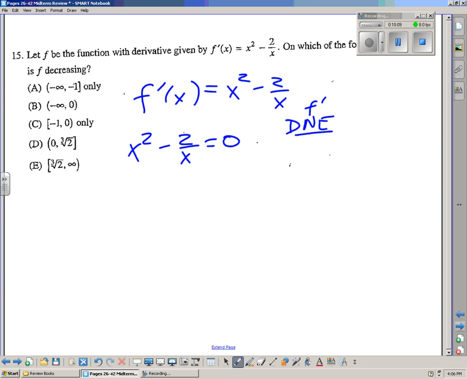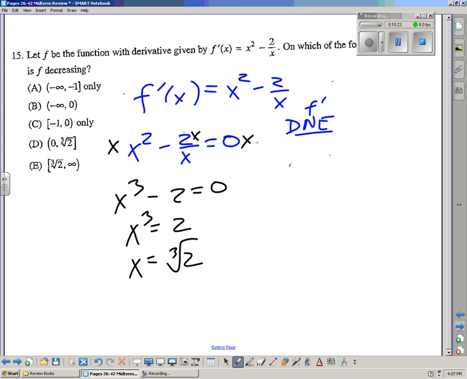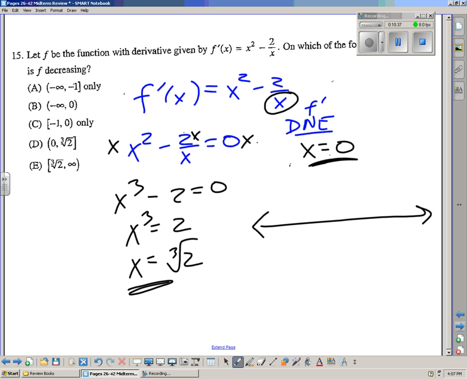So setting this thing equal to 0, a few ways you could handle this. You could multiply through by x, get rid of the denominator. We would get x cubed minus 2 equals 0. X cubed would equal 2. X would be the cube root of 2. This is not plus or minus, it's a cube root. And where the derivative doesn't exist is where we have 0 in the denominator of a fraction, so that would mean x equals 0. These two values must go on your number line. So we would get 0 and cube root of 2 on the number line.